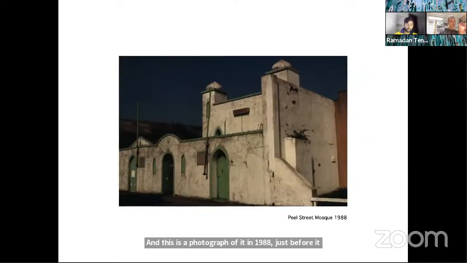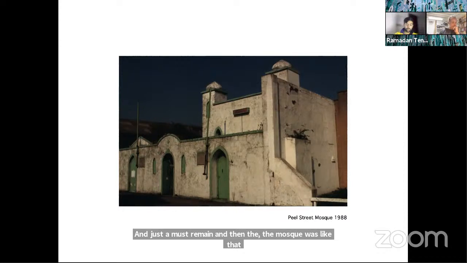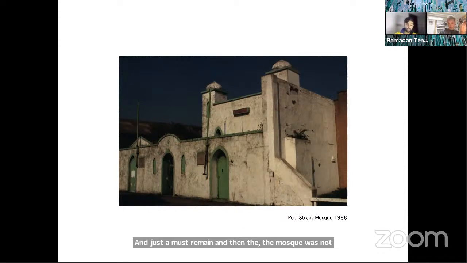So you can see what's happened is all the area around has been knocked down by now, and just the mosque remained, and then the mosque was not that. So it's all sort of redeveloped and so on. But really quite an interesting distinct vocabulary and architecture.